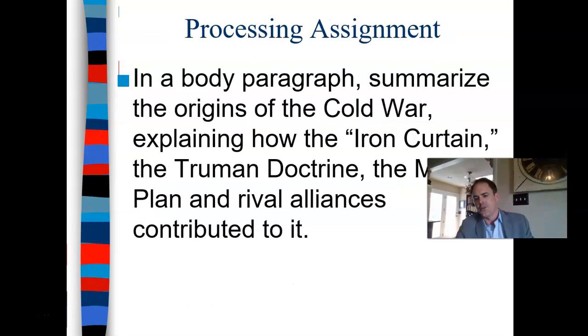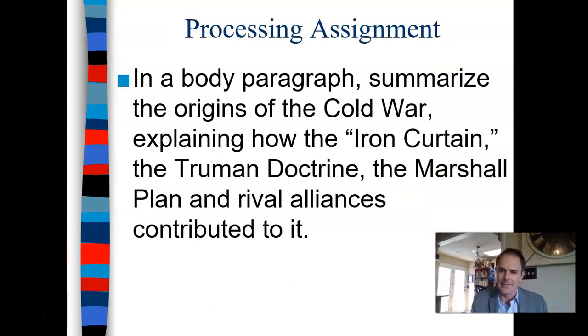To conclude, here's your processing assignment. We're going to work on body paragraphs again today. Summarize the origins of the Cold War, explaining how the Iron Curtain, the Truman Doctrine, the Marshall Plan, and rival alliances contributed to it. So remember, body paragraphs begin with a topic sentence. I've basically given it to you, right, in the question. There were many factors leading to the Cold War, or the origins of the Cold War have many factors, or the Cold War began for a number of reasons.